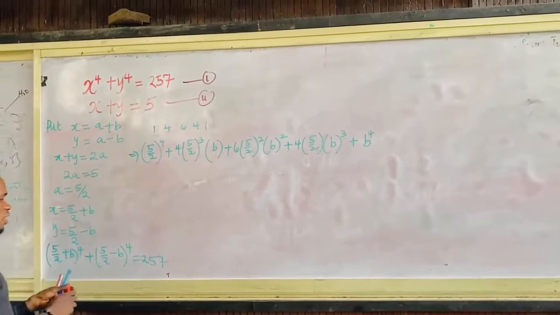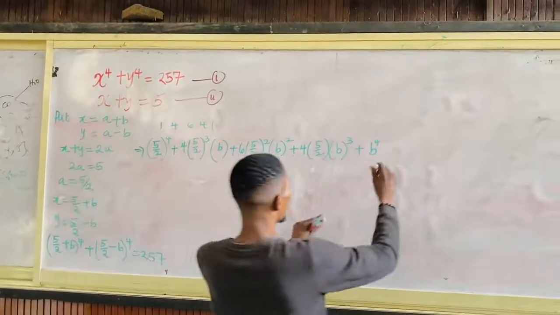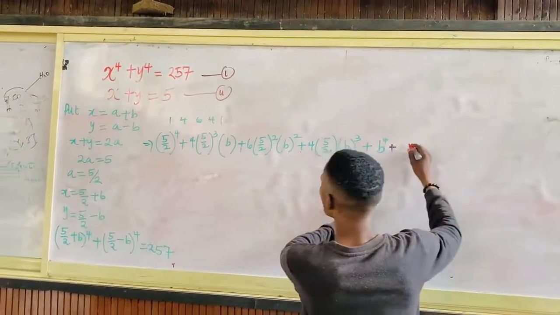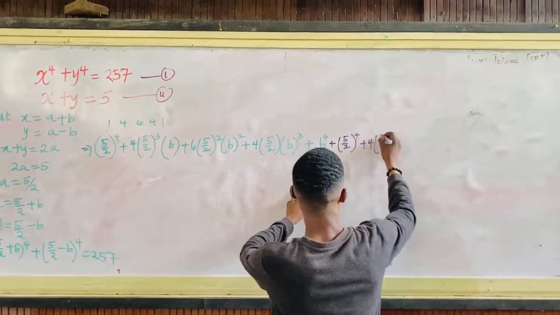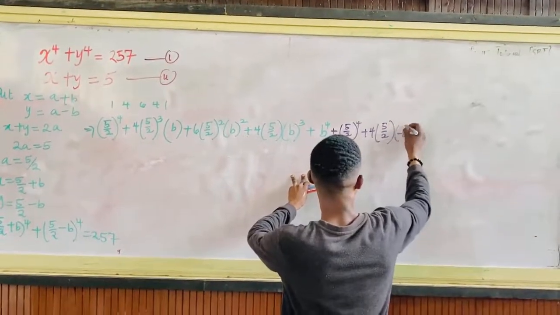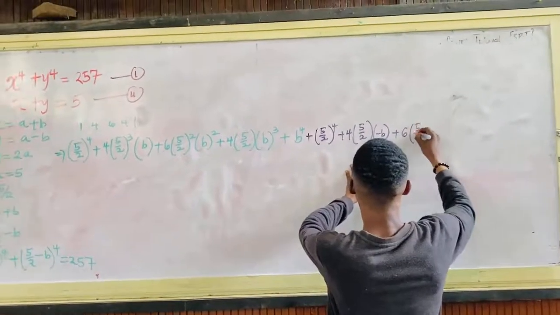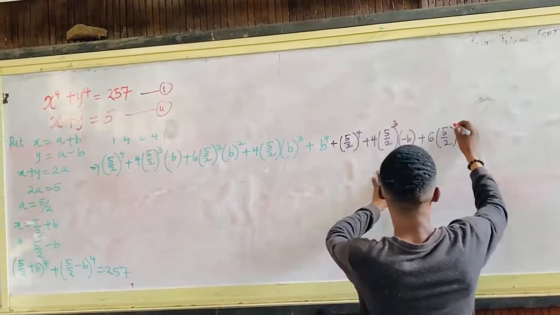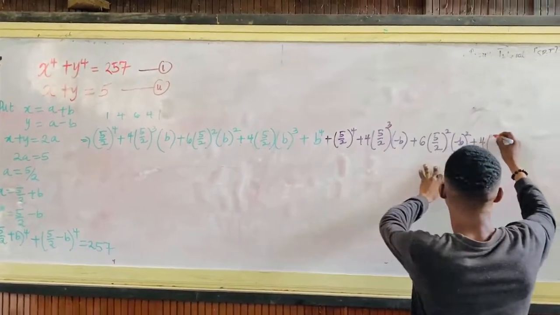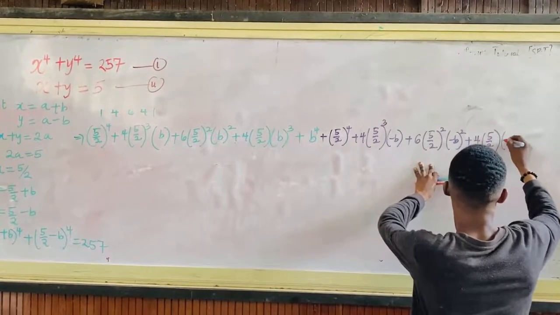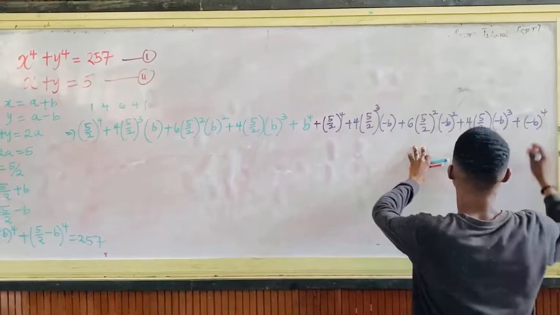What about the expansion of 5 over 2 minus b raised to the power 4? The same thing, but this is negative. That gives plus 5 over 2 raised to the power 4 plus 4 into bracket 5 over 2 raised to the power 3, minus b raised to the power 1, plus 6 into bracket 5 over 2 raised to the power 2, minus b raised to the power 2, plus 4 into bracket 5 over 2 and minus b raised to the power 3, then plus minus b raised to the power 4.